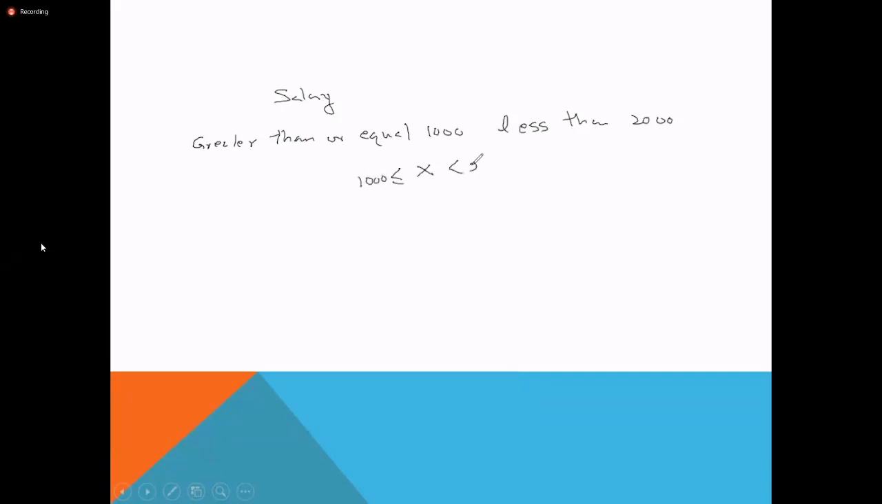Then less than 2000. The next class interval may be greater than or equal to 2000 but less than 3000.